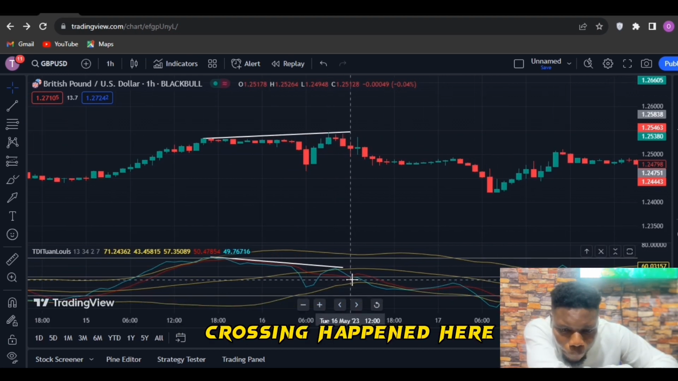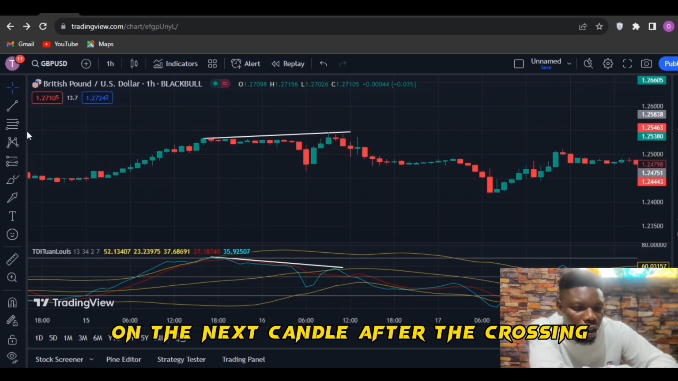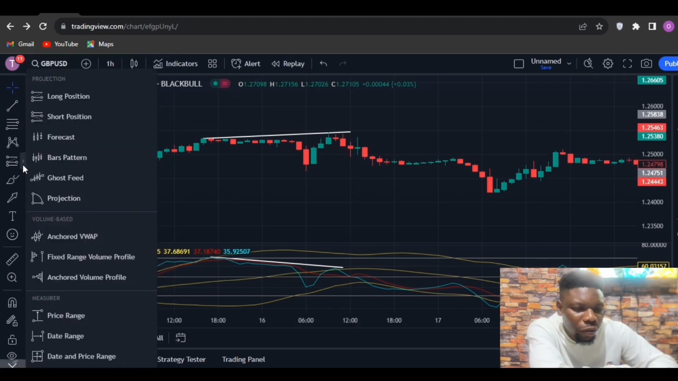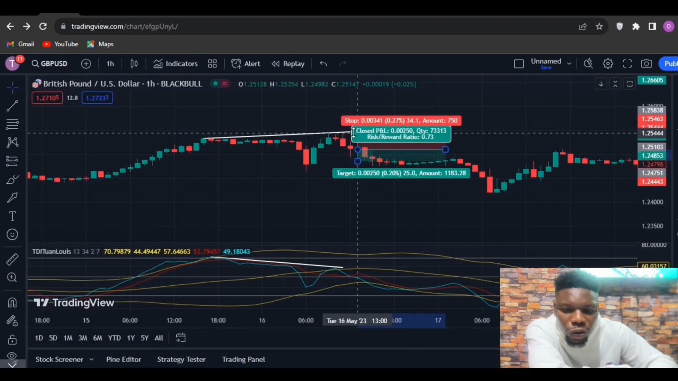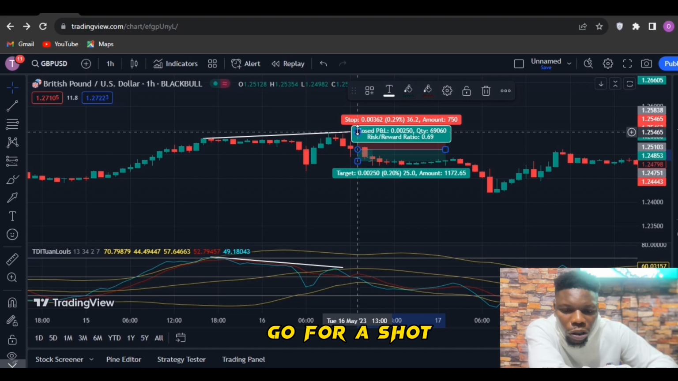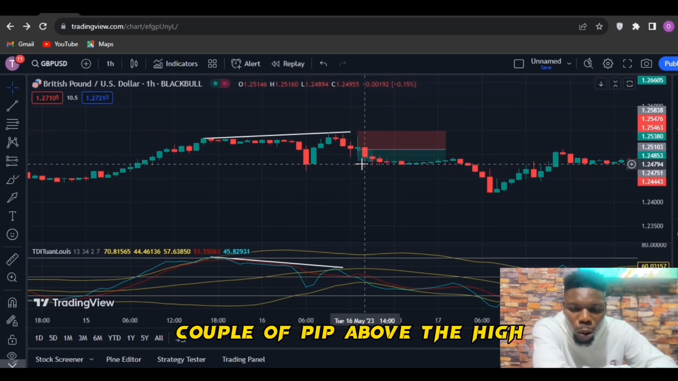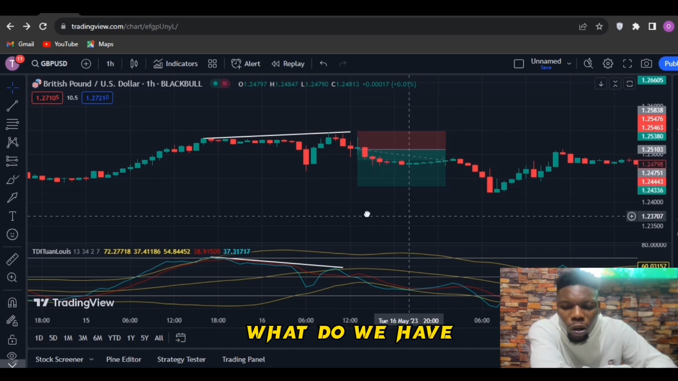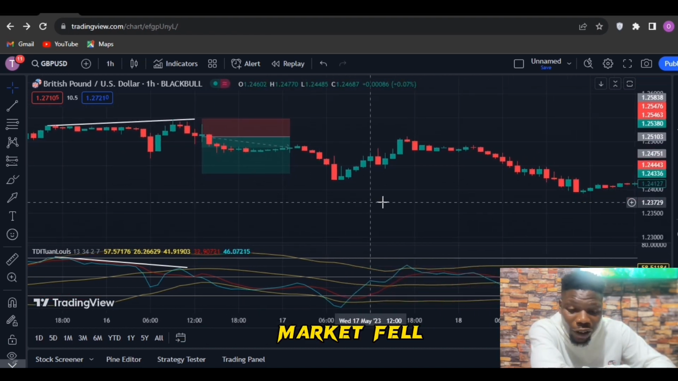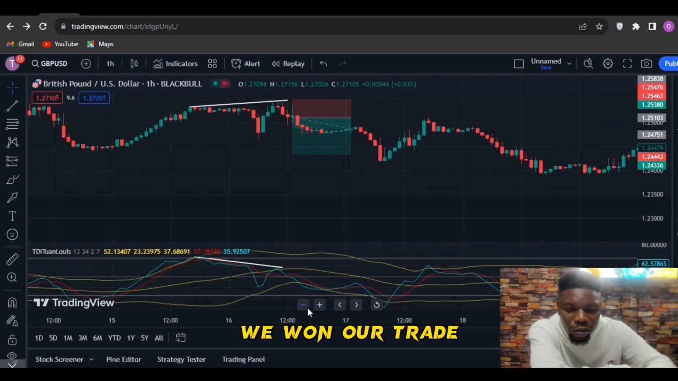Crossing happened here. We enter our trade on the next candle after the crossing. Go for what? A short. Then your stop loss above that high, a couple of pips above the high. Then go for our 1 to 2 risk reward. What do we have? The market fell, and now we won our trade.